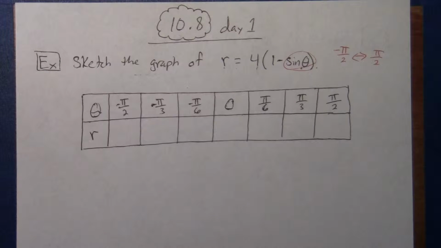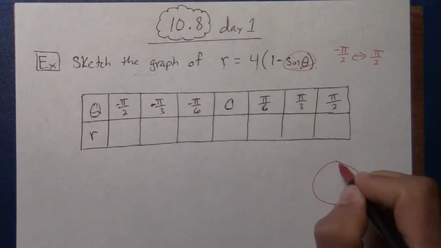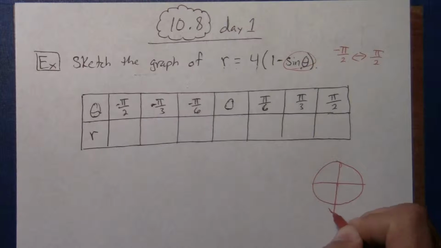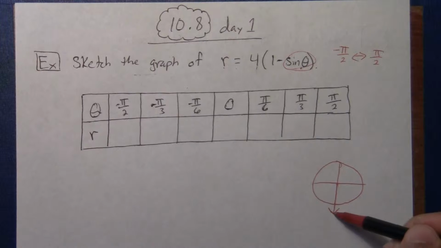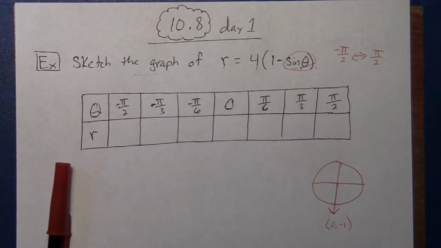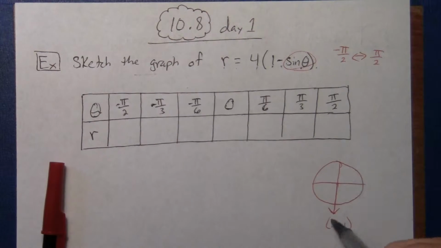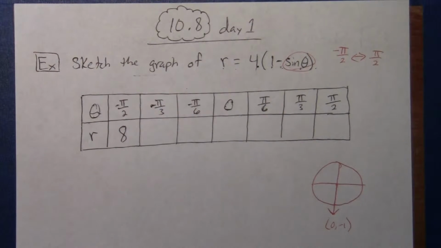Alright, so let's run through and do it. So I've got 4 times the quantity 1 minus sine of theta. Now I'm thinking on my unit circle. Down here at negative pi over 2, what is the sine of it, or what's the y value at negative pi over 2? Well, I know this point is 0, negative 1, so the y value is negative 1. So it's 1 minus a negative 1, or 2, times 4, so this should give me 8.